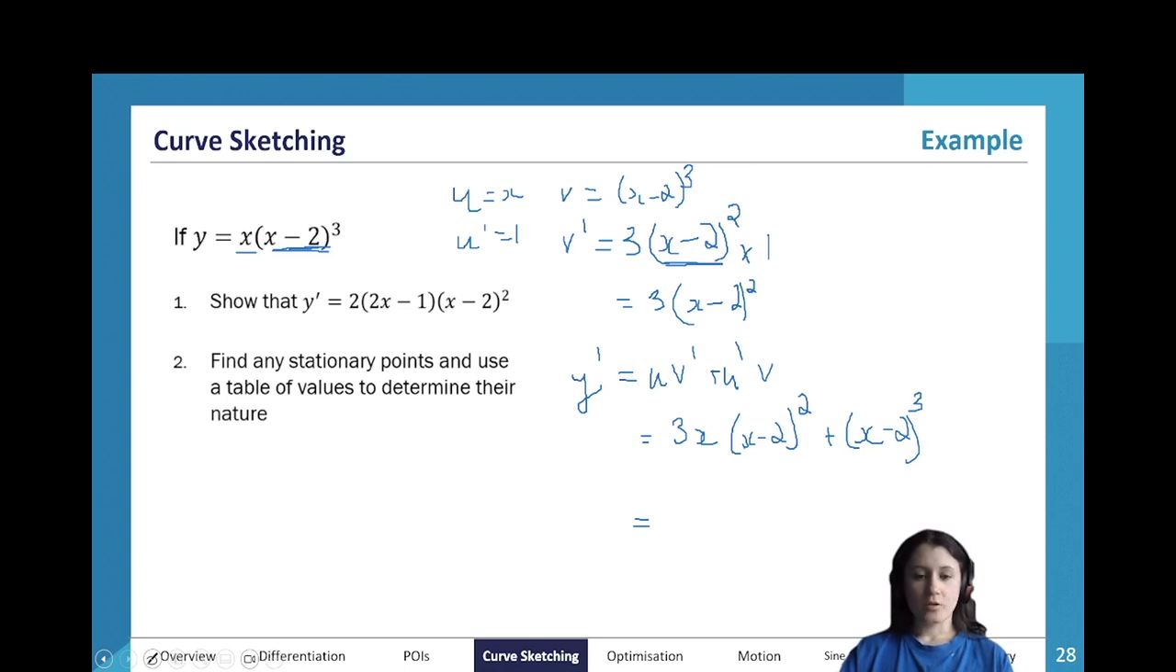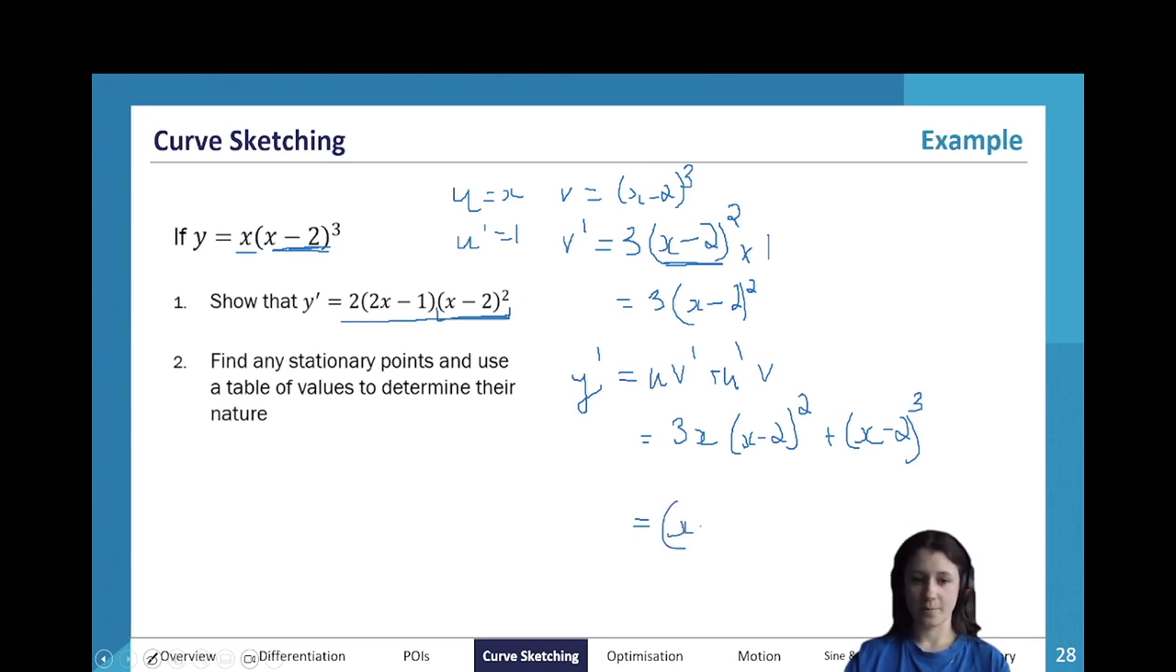So now we obviously need to get this into the form that it is in there. So the first thing that I notice is that x minus 2 squared is factorized out. So let's factorize out x minus 2 squared.